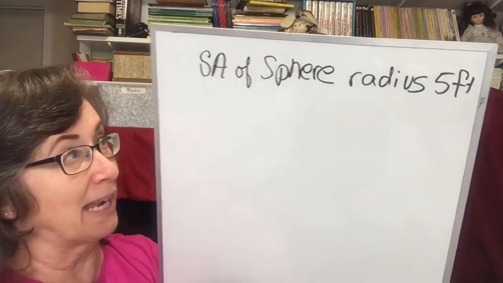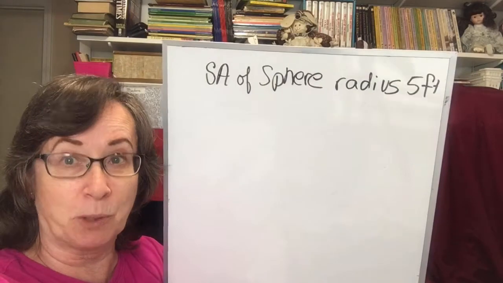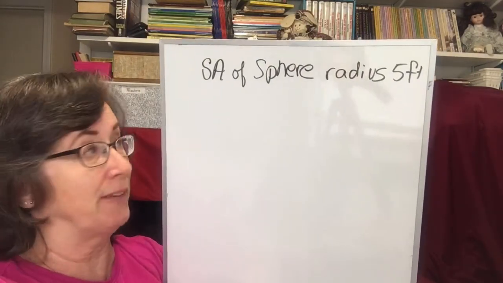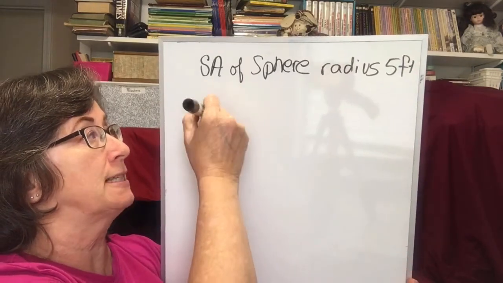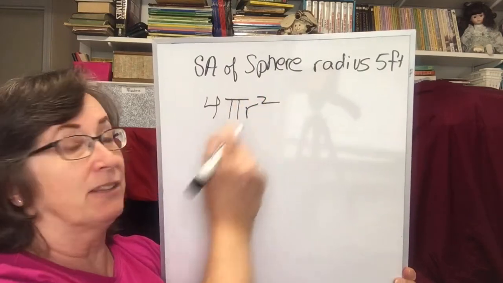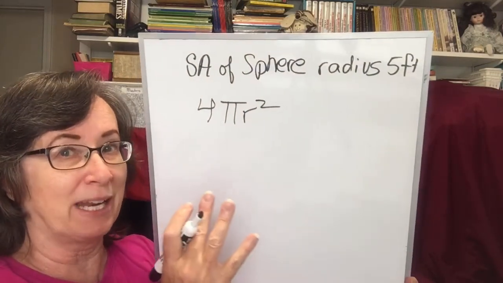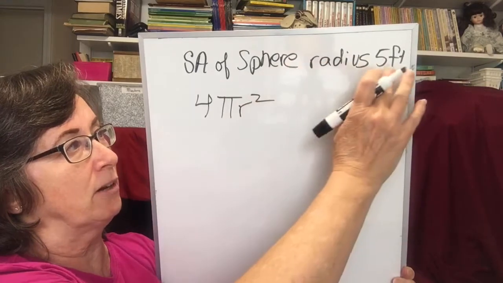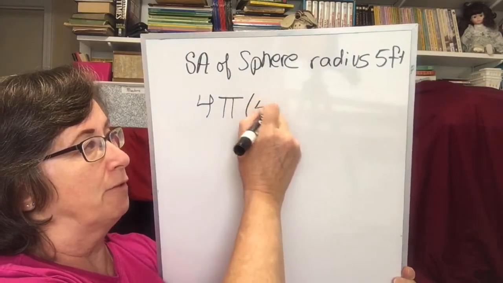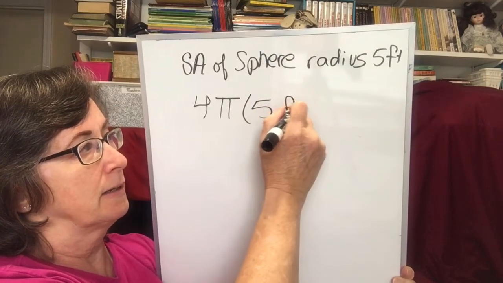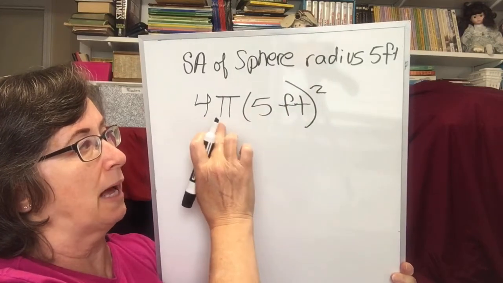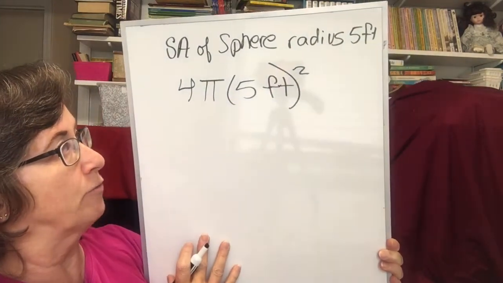All right, we have our last problem here, our last little practice problem. Surface area of a sphere whose radius is 5 feet. So remember that the surface area is 4 times the area of a circle, and the circle has to have the exact same radius as the sphere. So the sphere is a 5-foot radius. So we're going to take this R, put 5 foot, and then squared. So 4 pi R squared is our formula.